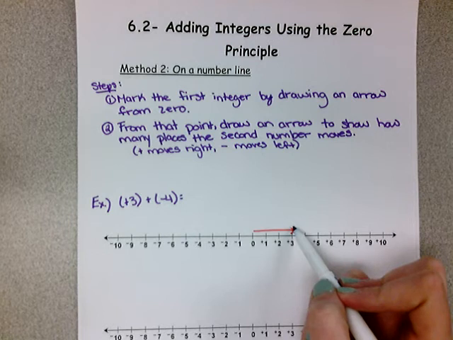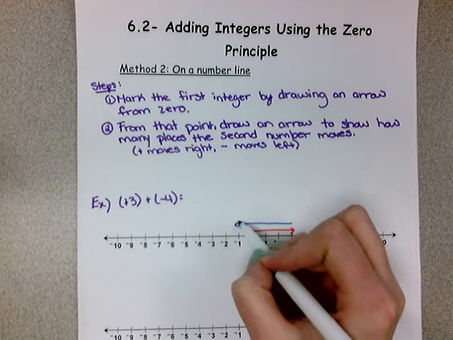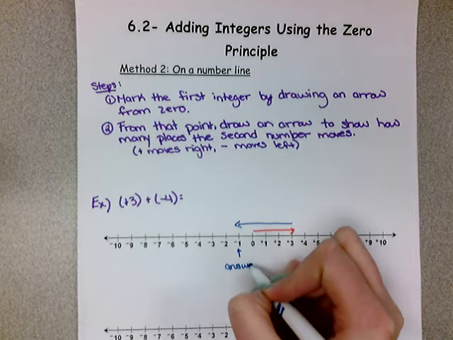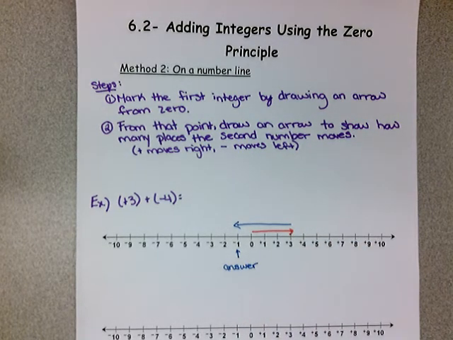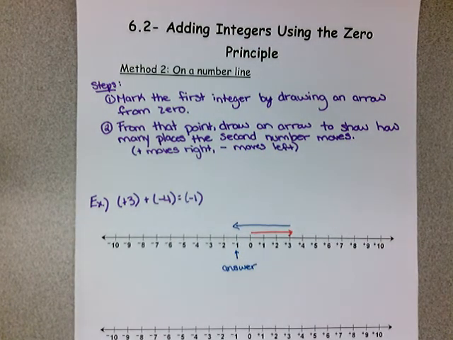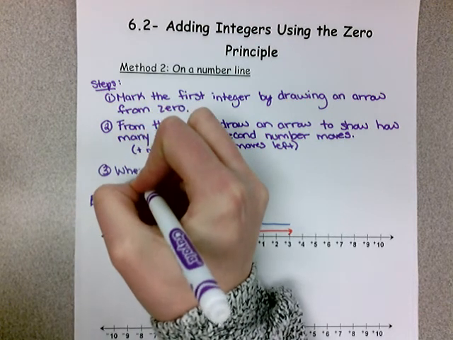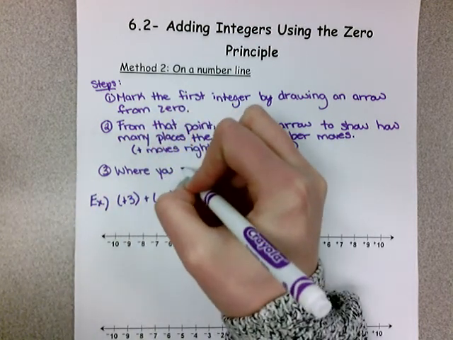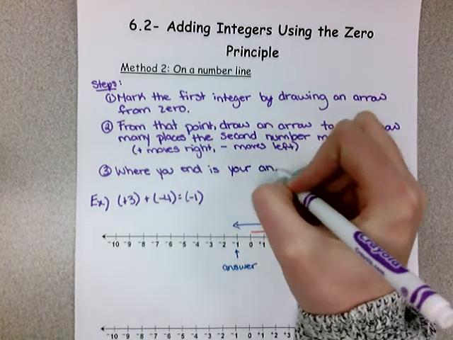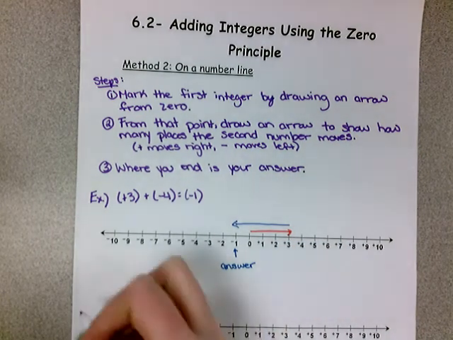So from positive 3, we're moving 4 spaces to the left, which is going to bring us right here to negative 1. And that's going to be our answer. So now we know that positive 3 plus negative 4 equals negative 1. So that step 3 here is where you end is your answer. So we're going to do one more example.